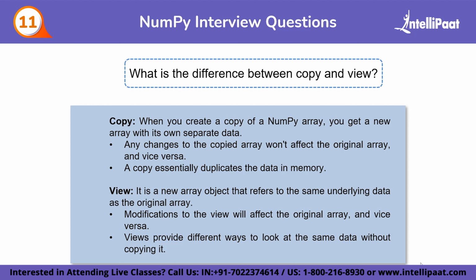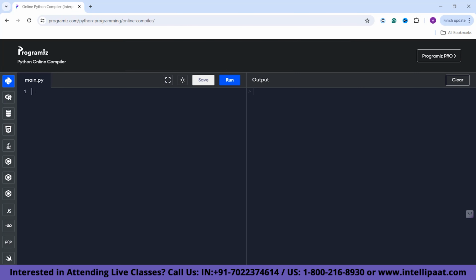So views allow you to access and manipulate the data in different ways without having to create a separate copy, which can be more efficient. Understanding the copy versus view behavior is crucial when working with large data sets in NumPy, as it can have significant implications for performance and memory usage. So we will see this from a practical example. Let's see how to create a copied array and what a view array is.